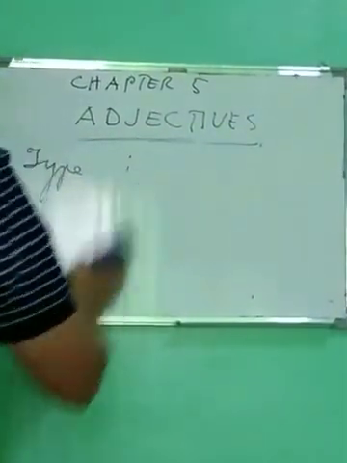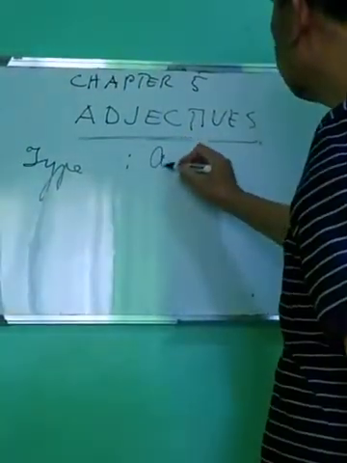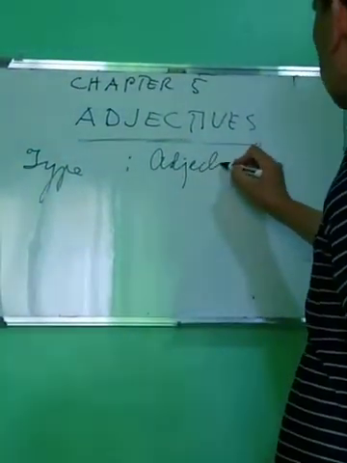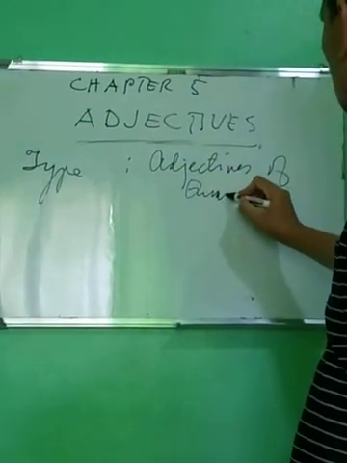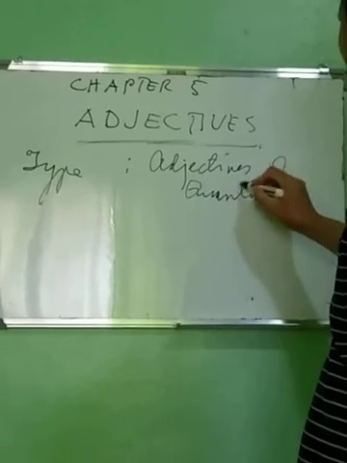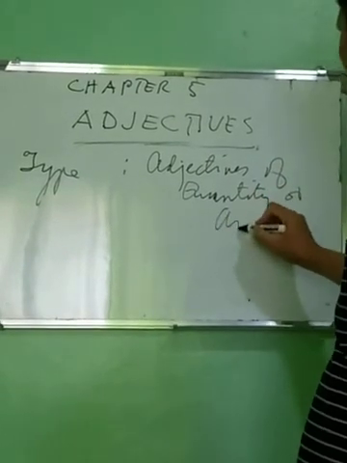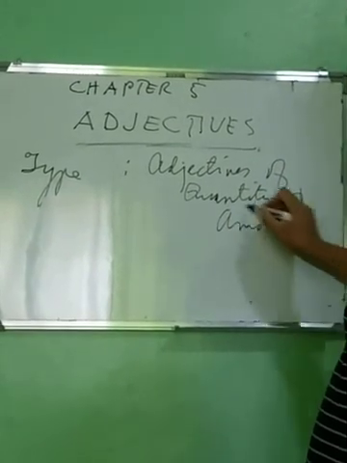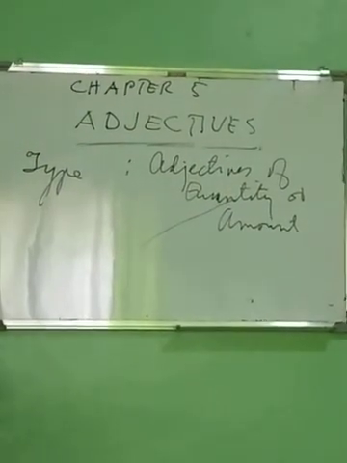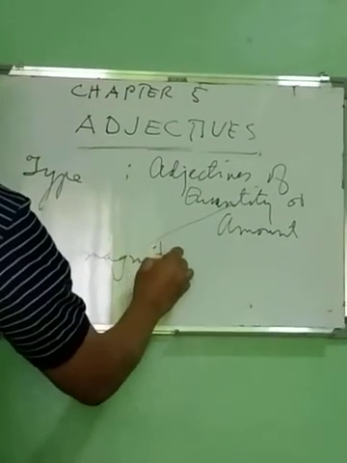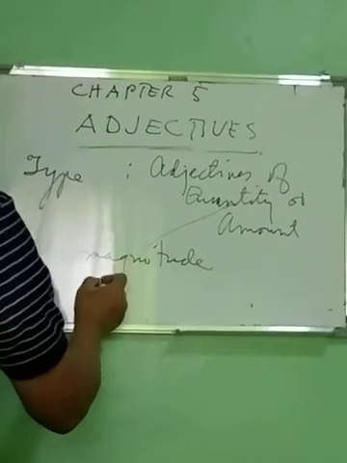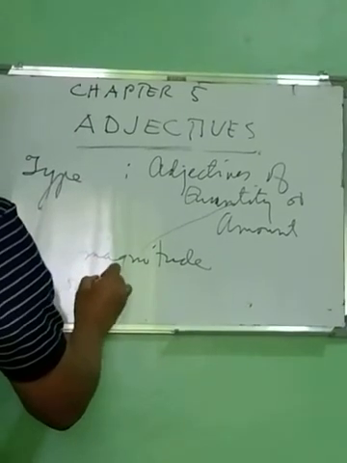Adjectives of quantity or amount. So when we talk of quantity or amount, of course, you cannot be exact. So what we are determining here would be the magnitude or extent of the quantity, magnitude or extent.